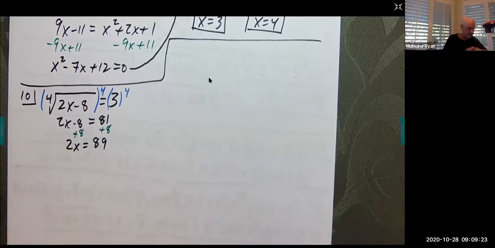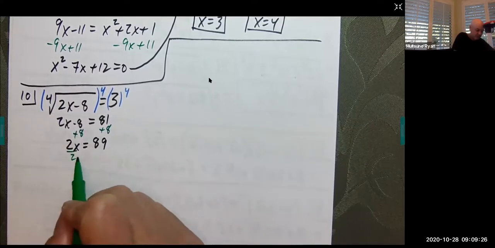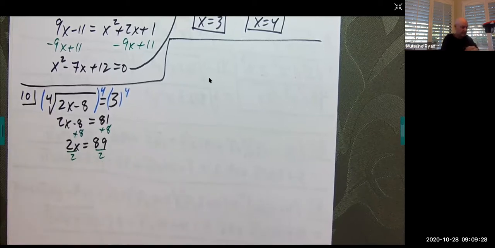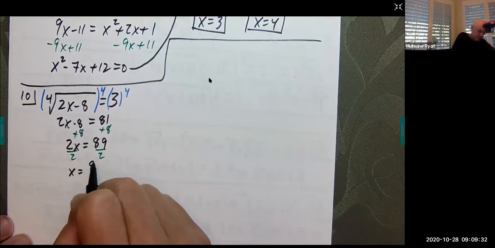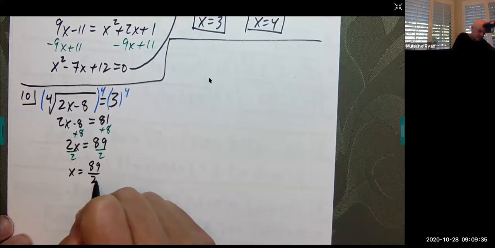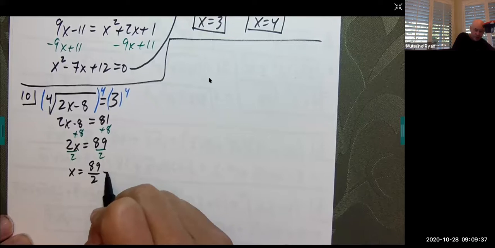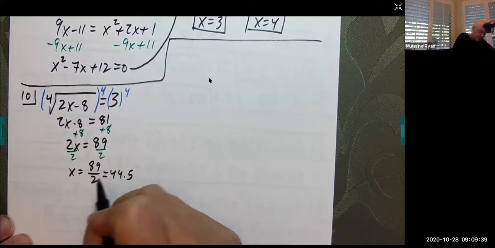Now divide both sides by 2. 89/2 does not reduce, so I'll leave it there, or you could rewrite it as 44.5. Both are correct answers.